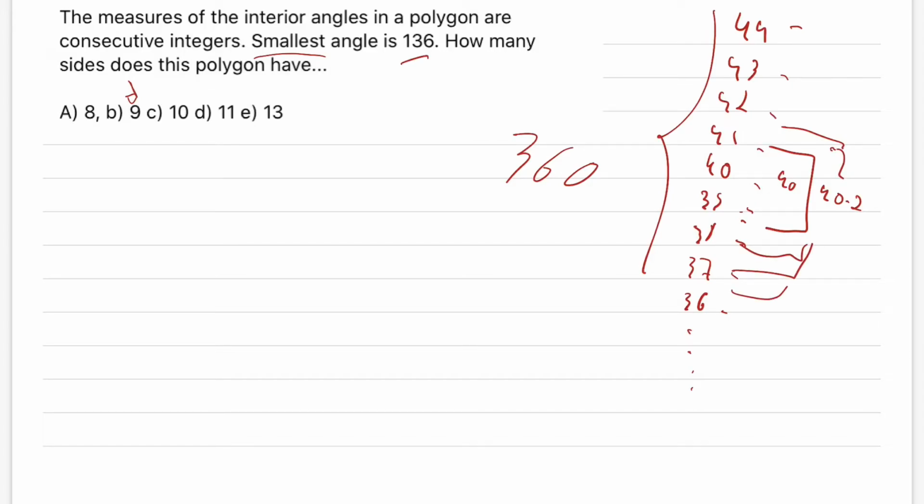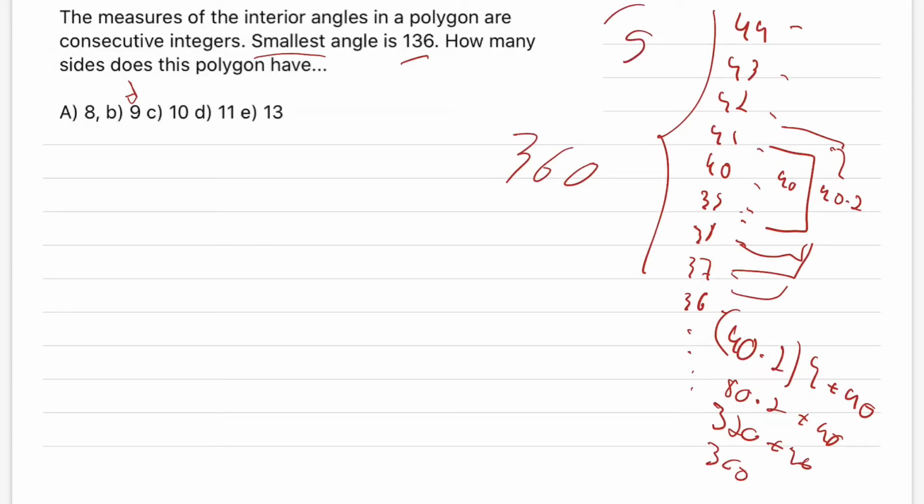So we're going to have 40 plus 2, 4 times, plus 40. Okay, that will be 80 plus 2 plus 4, 8, 360. So with 9 sides, we find that it matches 360. In this case, we just guessed right, okay?